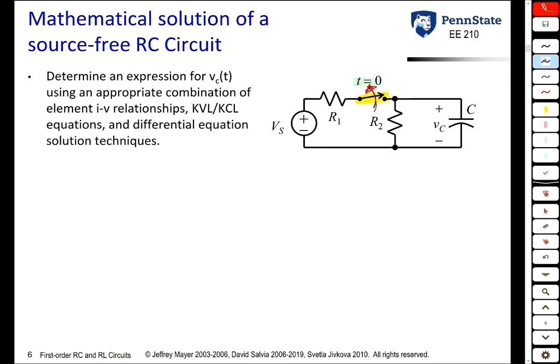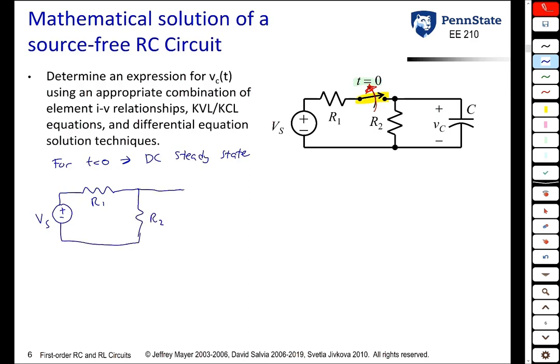The way we're going to analyze this circuit is we're going to break it down into two distinct times. First off, for t less than 0, this is a DC steady state situation. The circuit has been sitting around a long time before 0, so we're going to have a voltage source, a resistor R1, a resistor R2, and the capacitor. Because we are in DC steady state, the capacitor is going to look like an open circuit. It will have a voltage across it, Vc, but it will not have a current.